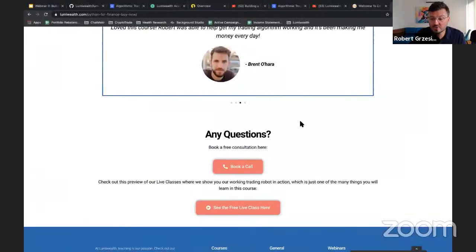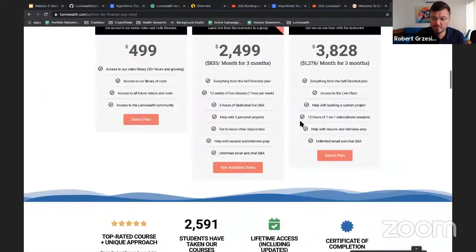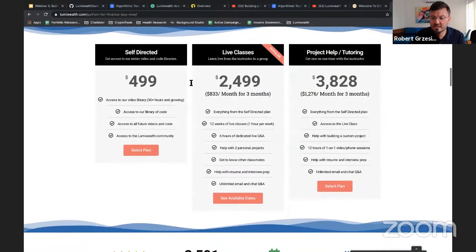The pricing for the course, like I said, go to lumiwealth.com, select algorithmic trading. This is the different pricing for different courses. You're mentioning back tests.